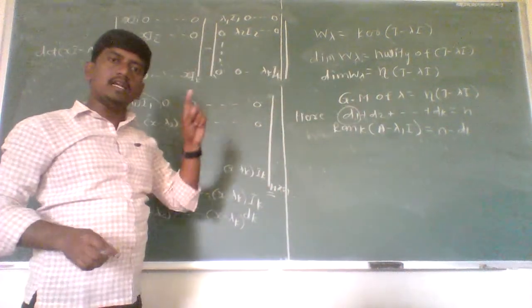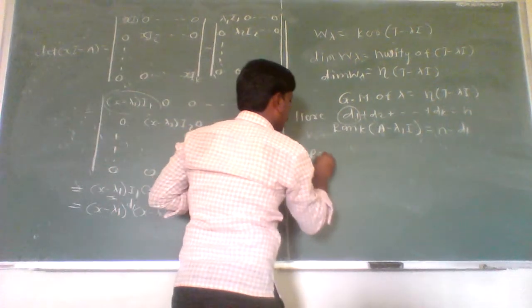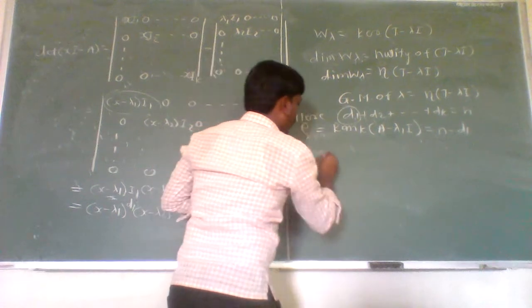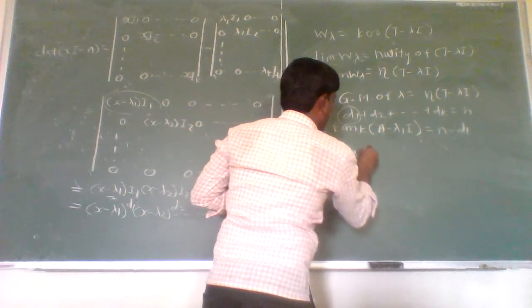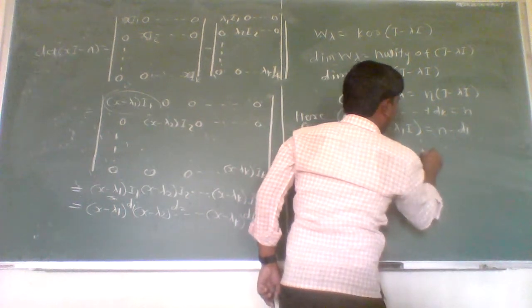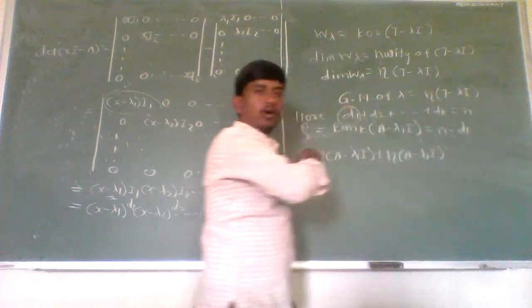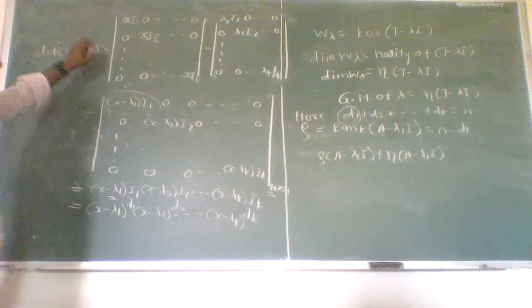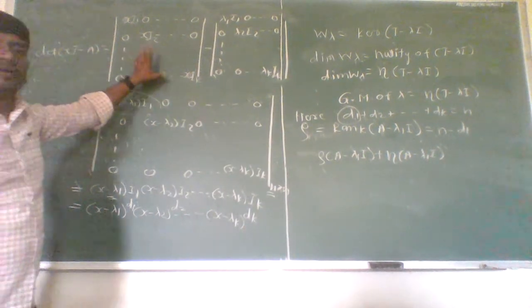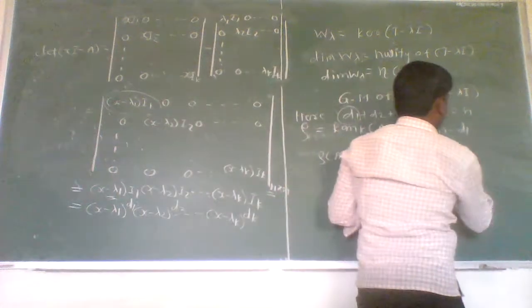And by the rank nullity theorem, rank is denoted by this symbol. So the rank of A minus lambda 1 I plus the nullity of A minus lambda 1 I is equal to the dimension of its domain, and the dimension of the given linear operator's space V is n, which is equal to n.